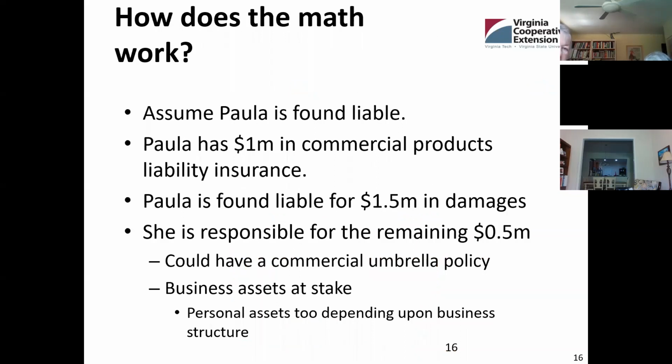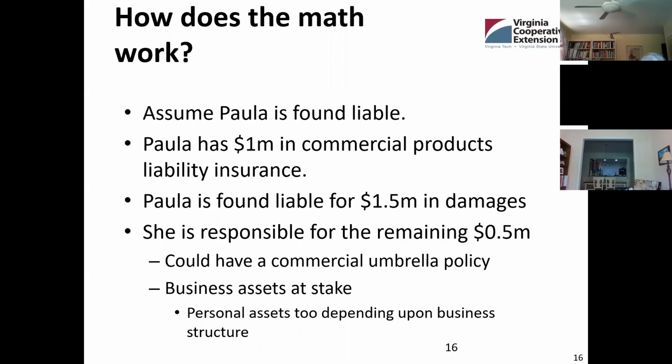So let's assume that in that example, Paula is found liable. So she's the one who produced these bad tomatoes. Let's also assume that Paula has $1 million in product liability insurance. Let's say that these tomatoes did a lot of personal damage to people, and she is found liable for $1.5 million. So everyone who ate her tomatoes, all of that injury and hospital bills, maybe loss of work, all of that amounts to $1.5 million. But her insurance only covers $1 million. So she is responsible for that remaining $500,000.